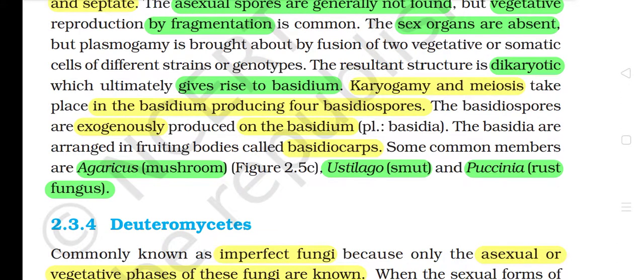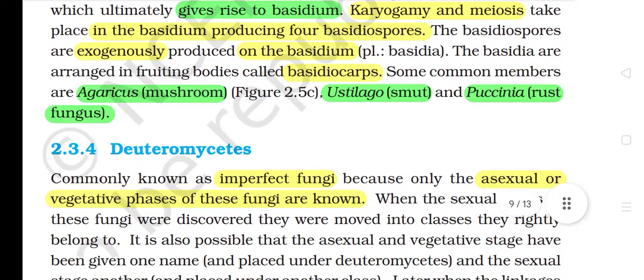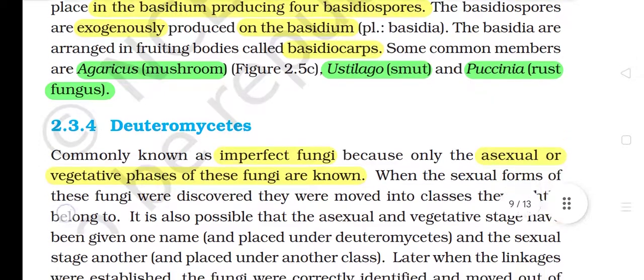Karyogamy and meiosis take place in basidium, producing 4 basidiospores. The basidiospores are exogenously produced on the basidium, plural basidia. The basidia are arranged in fruiting bodies called basidiocarps. Some common members are Agaricus, mushroom (figure 2.5c), Ustilago, smut, and Puccinia, rust fungus.